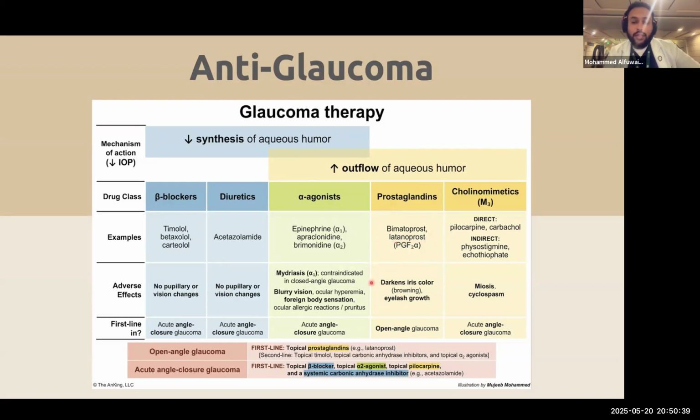The important side effects, which are cosmetic: it darkens the iris color and it causes eyelash overgrowth. This is important. Then we'll have muscarinics such as pilocarpine and so on. Its adverse effect is that it causes miosis, which is actually kind of good in this case, especially for acute closure angle glaucoma. So that's basically that. Open angle, we use prostaglandins, usually typically first line. Acute angle closure, we have a combination of multiple of these. This is basically glaucoma.